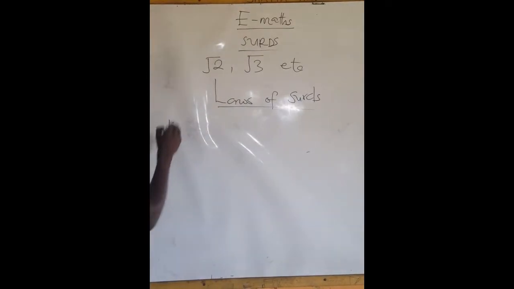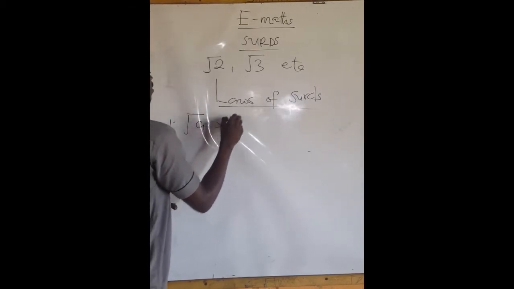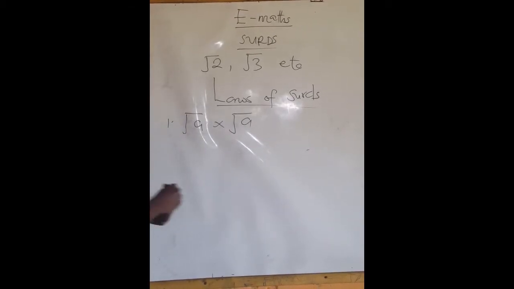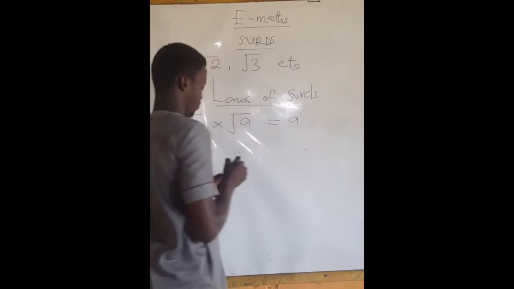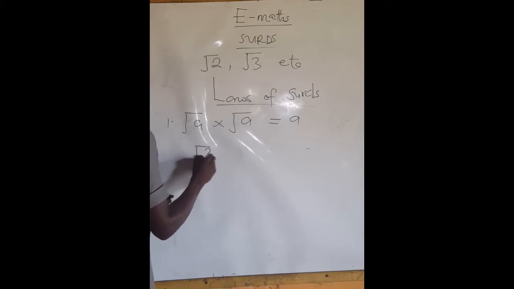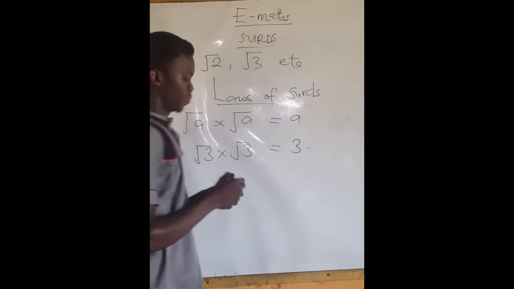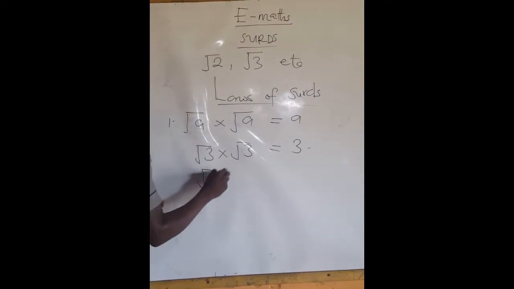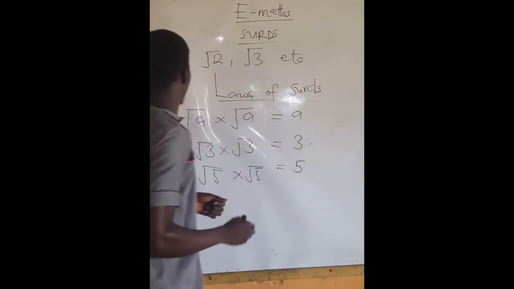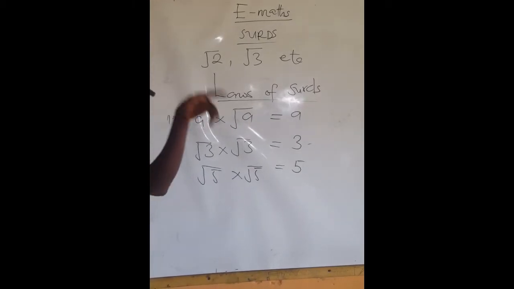Our first law, we are going to have root of a times root of a. Here root a times root a gives us a. This simply means when you have the square root of 3 multiplying the square root of 3, the answer you are going to get is 3. Let's take root of 5 times root of 5. The answer you get is 5. So there's our first law: root a multiplying with root a gives us a.